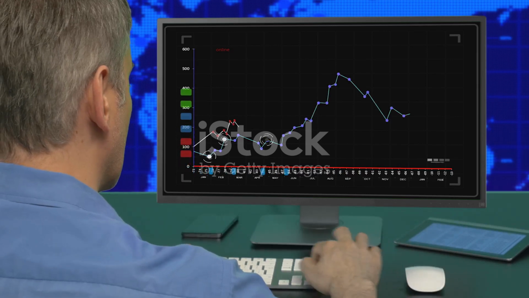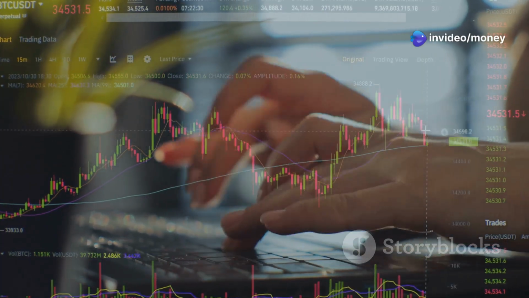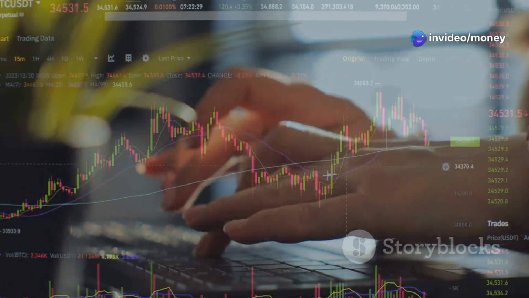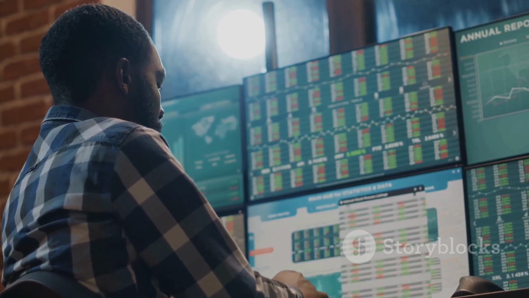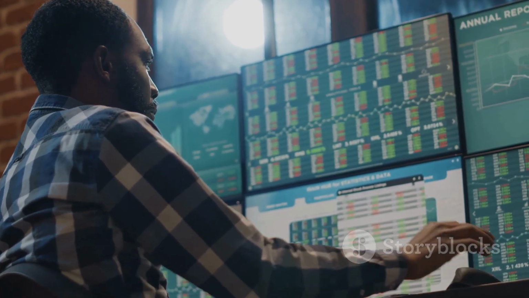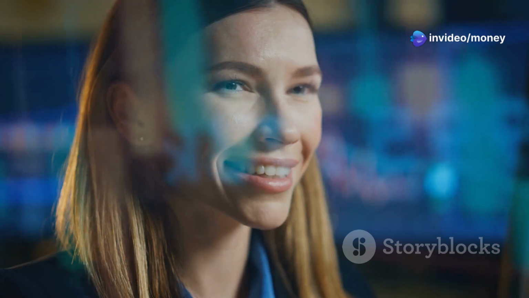Now let's talk about the Commodity Channel Index, or CCI. This versatile indicator can be your secret weapon for spotting new trends and potential market extremes. Unlike the RSI and stochastic oscillator, the CCI doesn't have a fixed range, which can make it seem a bit intimidating at first. But trust me, it's worth understanding.